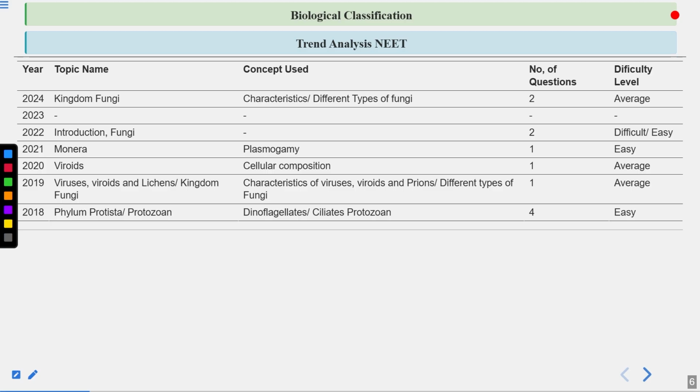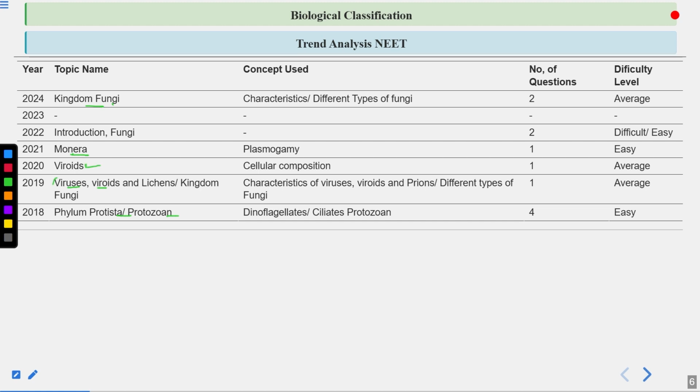Now here this table shows you the topic, the concept used, the number of questions, and the difficulty level of the questions, and the year is also given. In 2018, you can see the questions have come from the kingdom Protista. Then questions are coming from kingdom Monera, kingdom Fungi. In 2023, there was no question from this chapter. So usually the questions are coming from kingdom Fungi, Monera, and the kingdom Protista. Then questions are coming from the topic virus, viroids, lichens. These are also very important.